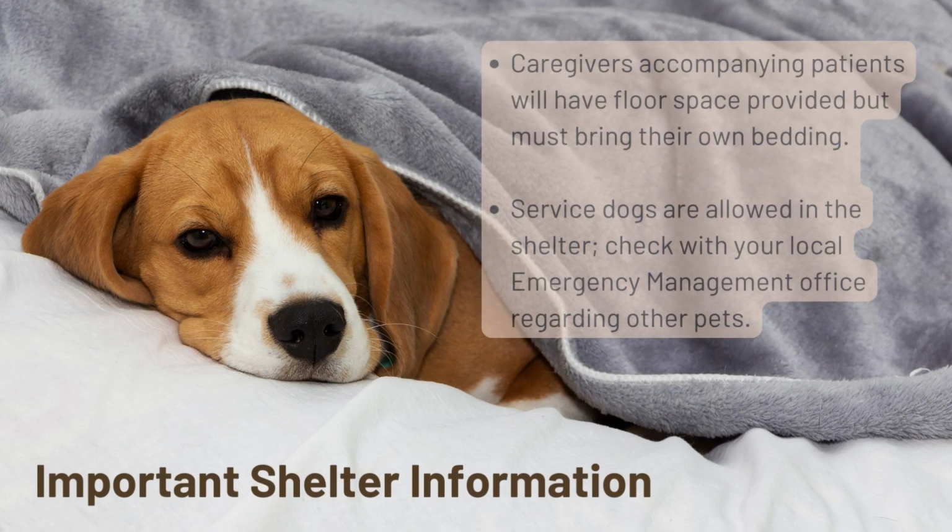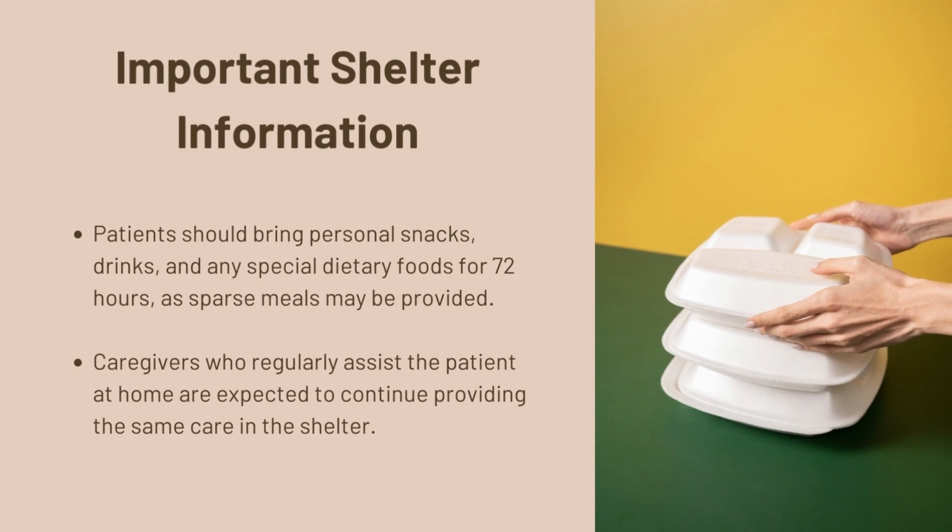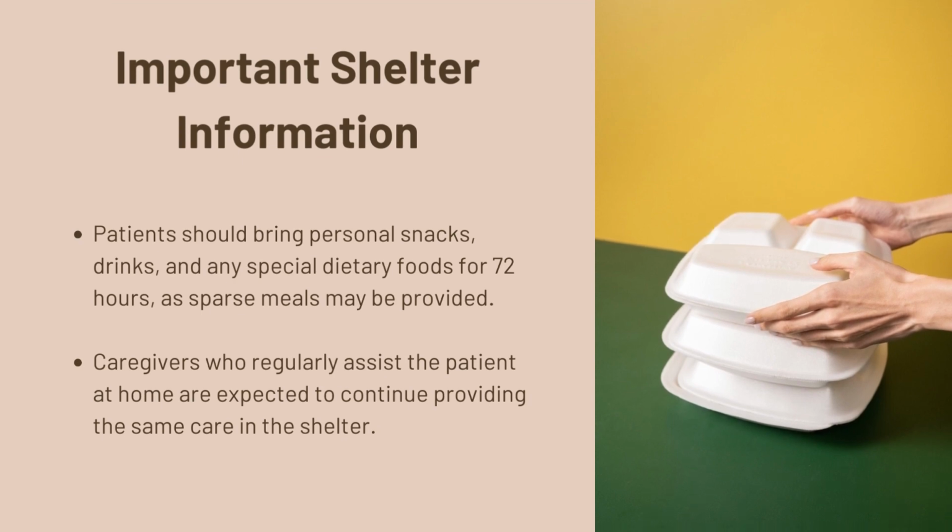Important shelter information. Caregivers accompanying patients will have floor space provided but must bring their own beddings. Service dogs are allowed in the shelter. Check with your local emergency management office regarding other pets. Patients should bring personal snacks, drinks, and any special dietary food for 72 hours as sparse meals may be provided. Caregivers who regularly assist the patient at home are expected to continue providing the same care in the shelter.